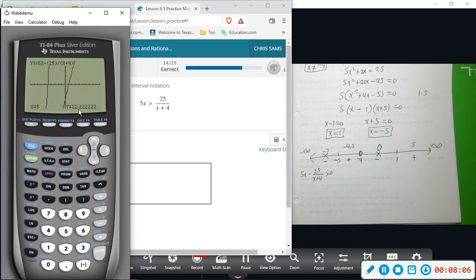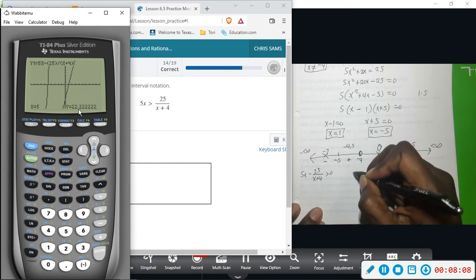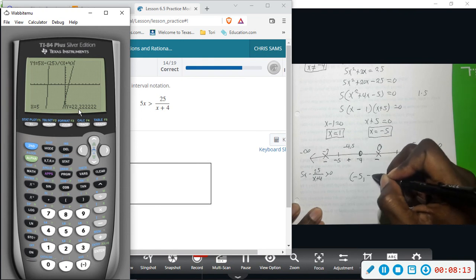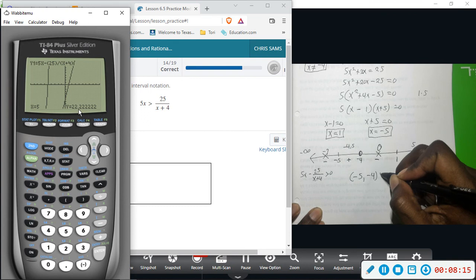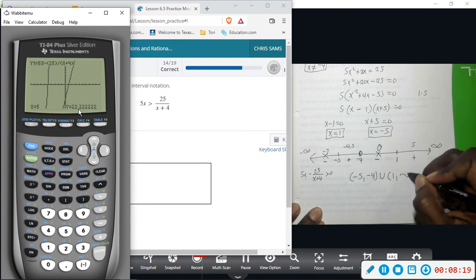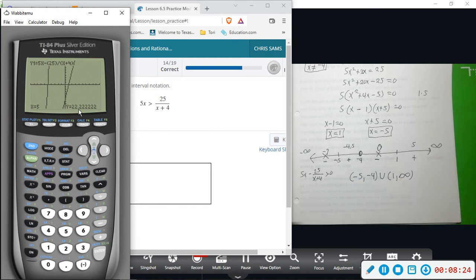Alright, so my solution set is negative 5 to negative 4, and then union 1 to infinity. These are the numbers that when I plug in come out positive. So just to recap, in order to be able to punch those numbers in, you have to hit trace. If you just hit graph and you start typing numbers, it'll just go back to the screen. Okay, so you got to hit the trace button.